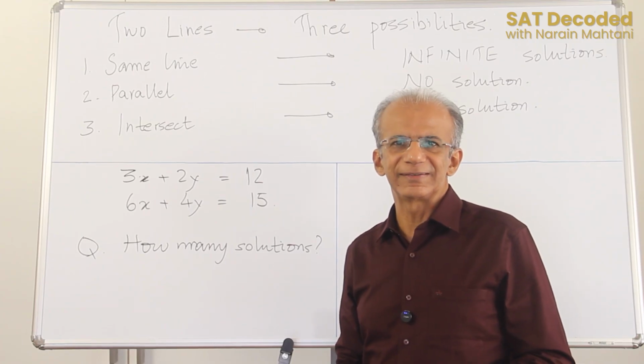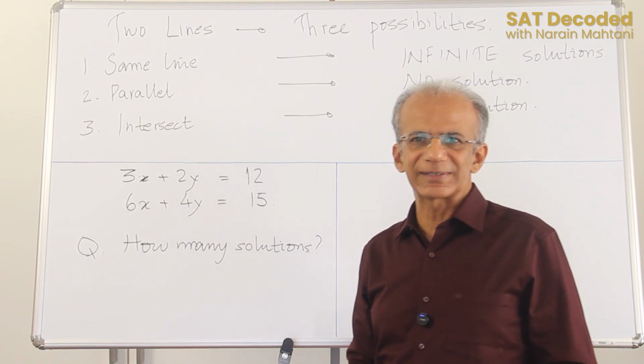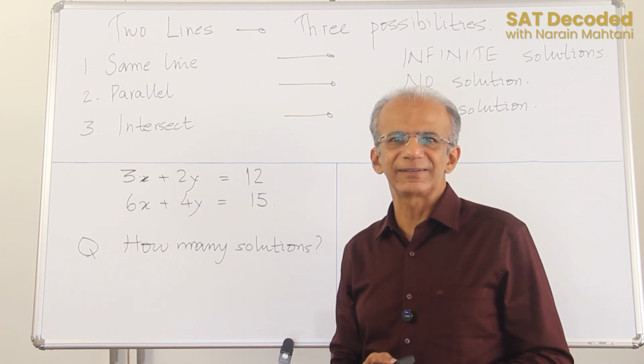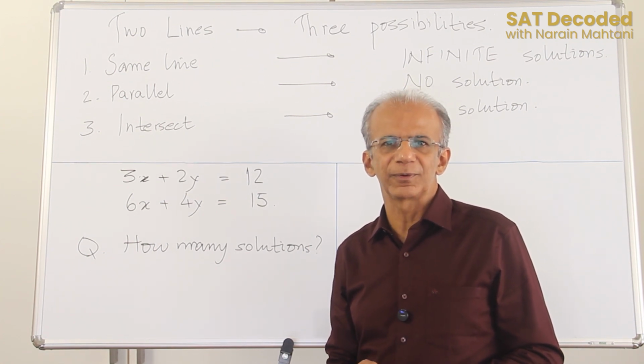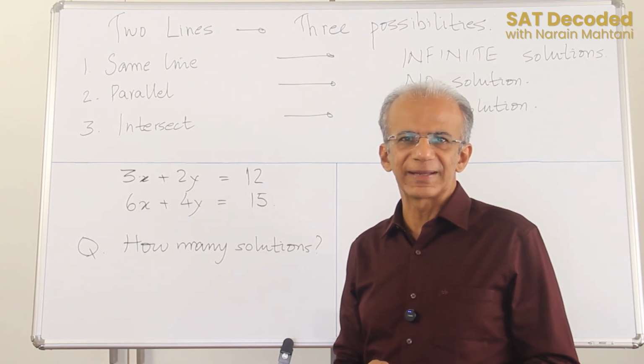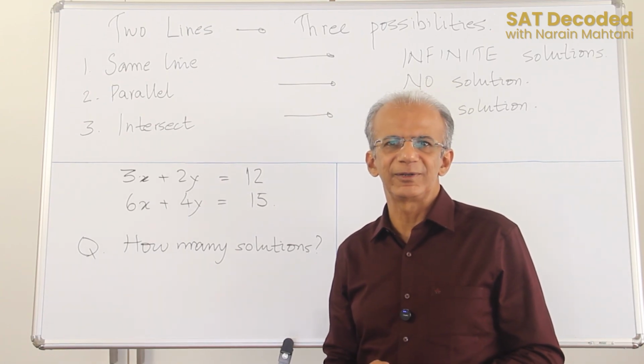Now look at the right sides. The right side of the first equation is 12. Double that, and you would expect the right side of the second equation to be 24. But it's 15. The left sides are proportional. The right sides are not. What does that tell you?